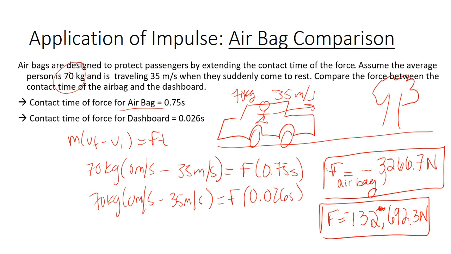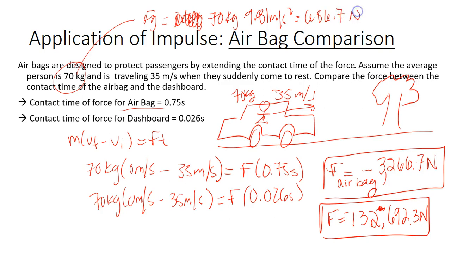We can actually find the g-force of this. So the force of gravity of this person, 70 kilograms. Sorry for the terrible handwriting. 70 kilograms times 9.81 is this person's weight, or its g-force, 686.7 newtons.